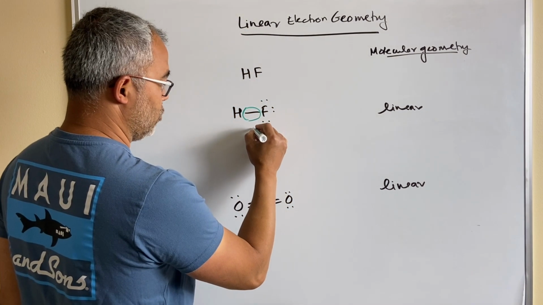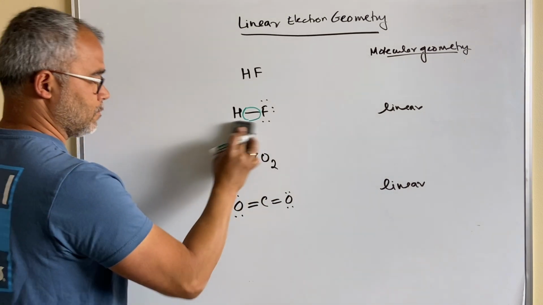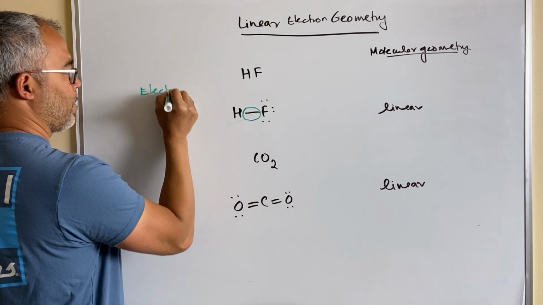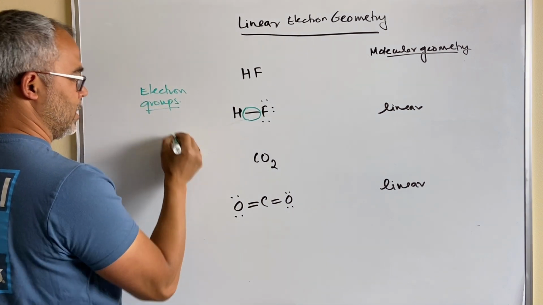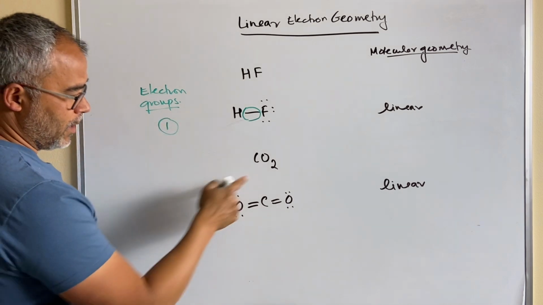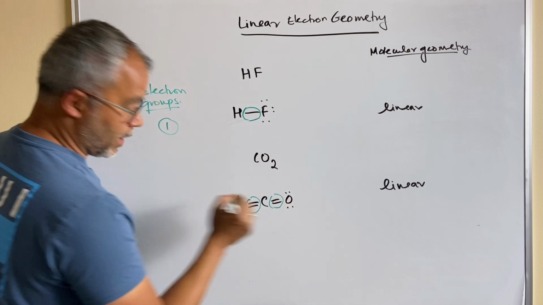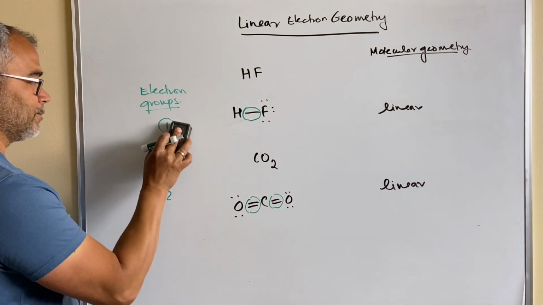How many electron groups in the middle? One electron group, right? I'll just write it out here. That's going to be one electron group. And out here in this case, you're going to have two electron groups connected to the central atom. So that's two electron groups, okay?